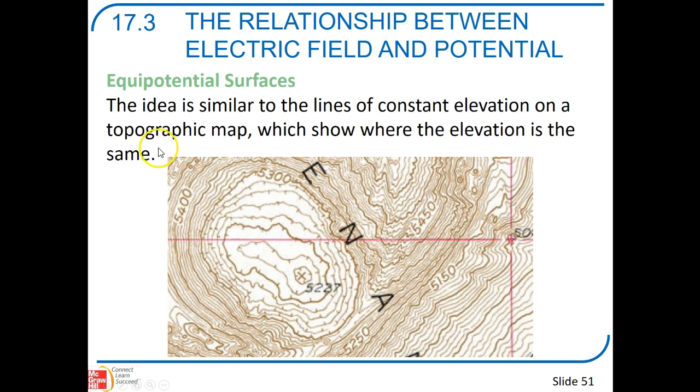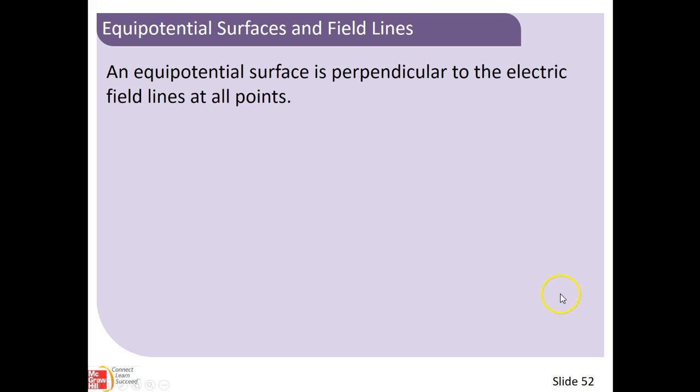This is called a topographic map, and this shows where the elevation is the same. Wherever the numbers are, those tell you the elevations, and you can imagine then what this would look like in 3D. An equipotential surface here is perpendicular to the electric field line at all of its points.